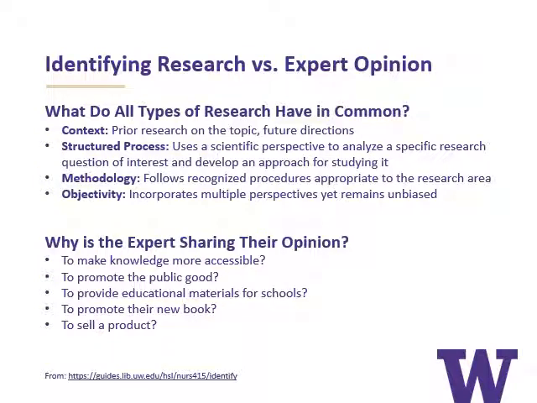It can be easy to confuse research and expert opinion. But what do all types of research have in common? Context: prior research on the topic with future directions. A structured process: it uses a scientific perspective to analyze a specific research question of interest and to develop an approach for studying it. A methodology: it follows recognized procedures appropriate to the research area. And objectivity: it incorporates multiple perspectives yet remains unbiased.